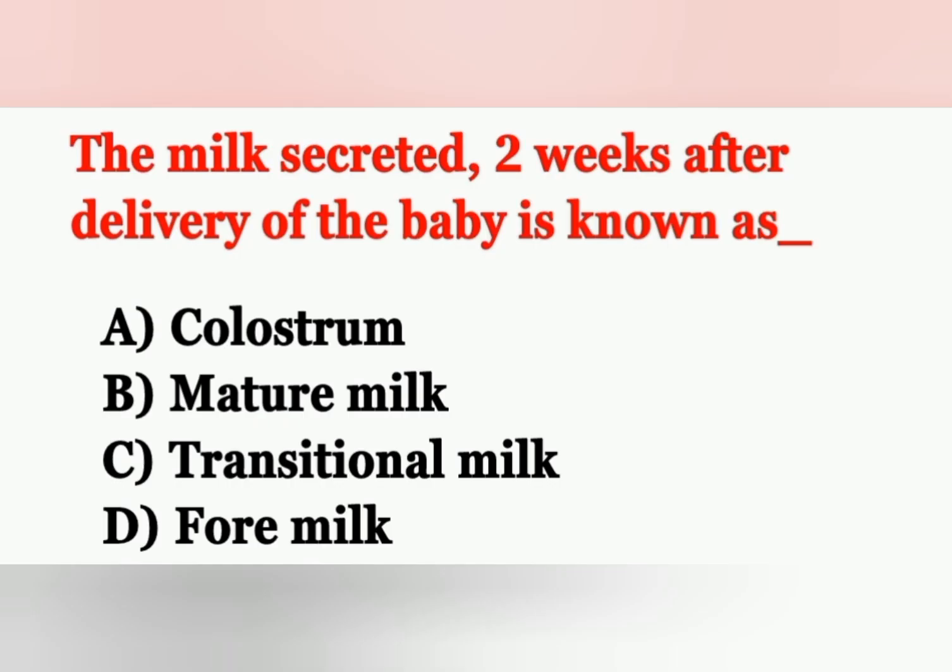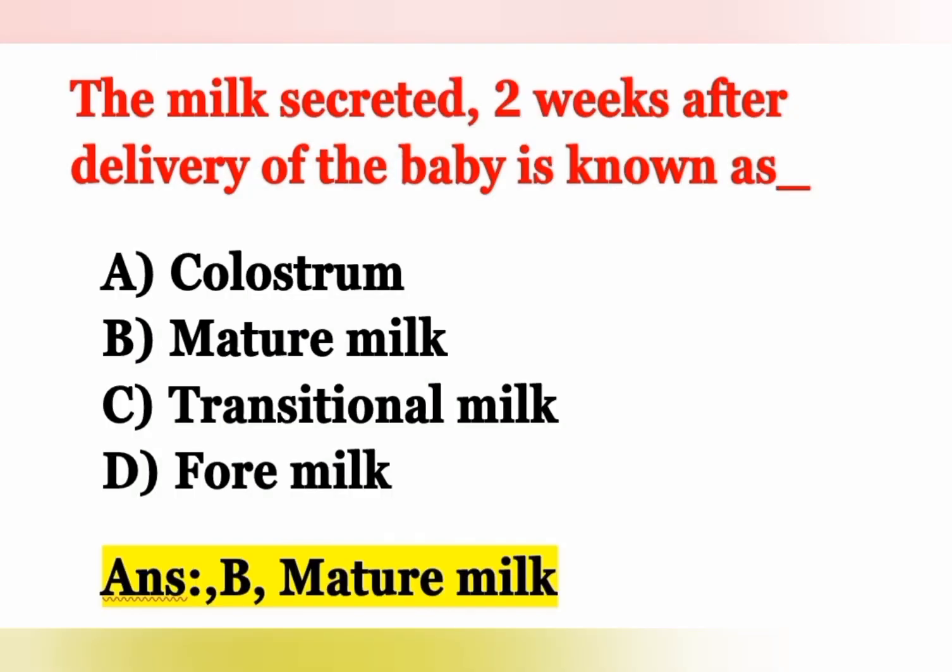Move on to the next question. The milk secreted 2 weeks after delivery of the baby is known as. Options: option A, colostrum, option B, mature milk, option C, transitional milk, option D, fore milk. The milk secreted 2 weeks after delivery of the baby is known as mature milk. Option B is the correct answer. The first milk which is secreted is known as colostrum. Colostrum is the first breast milk, and the milk which is secreted 2 weeks after delivery is known as mature milk. Option B is the correct answer.